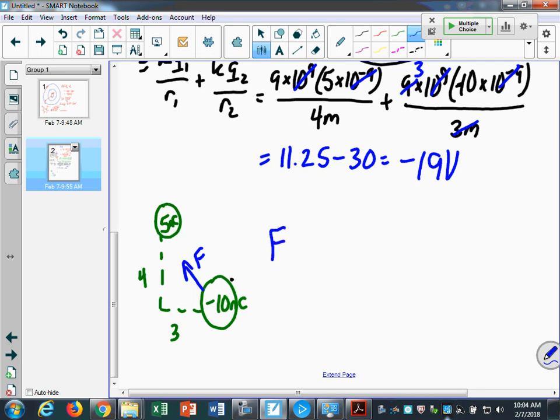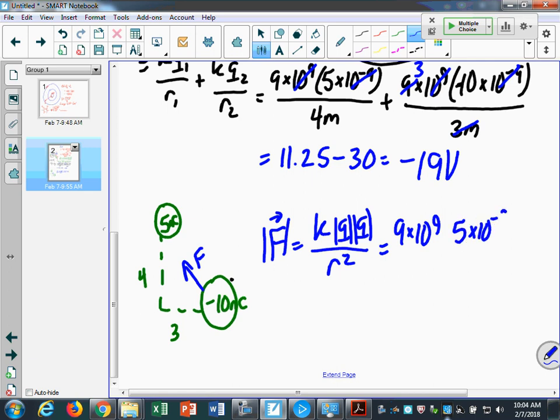If I want to know the magnitude of that force, it's just kQQ over r squared. This is the magnitude of the force, so I'm not going to take the signs of those charges. So it'd be 9 times 10 to the 9th, 5 times 10 to the minus 9, 10 times 10 to the minus 9, divided by the distance, which is 5 meters squared. And then whatever that is, I don't know what that is right off. But that would be the force.